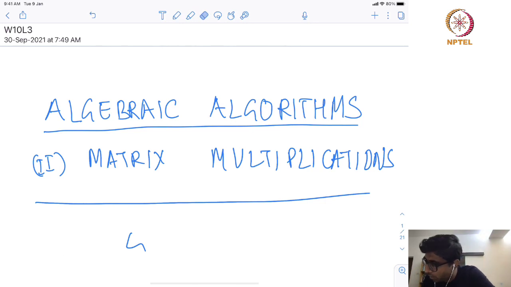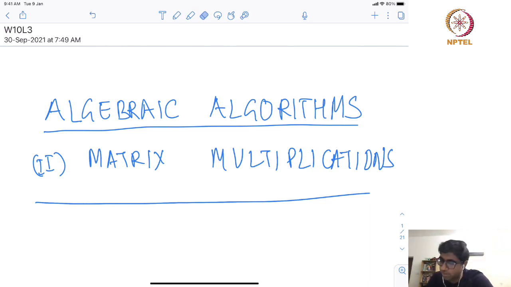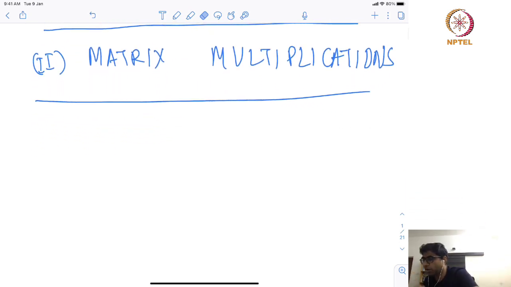And we will talk about algebraic algorithms. Up until now we saw how to use inclusion exclusion. Today I will give you another algorithm for matrix multiplication. Okay? And our parameters still will be slightly non-conventional.